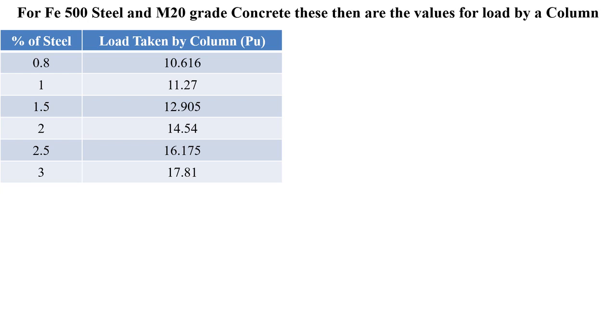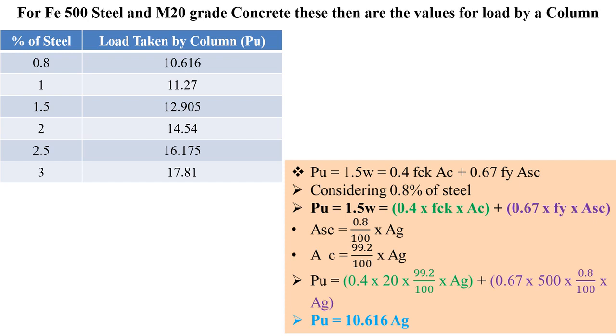So I have taken a case of FE 500 and M20 grade of concrete, right? For that, I have already calculated the value on the basis of the percentage of the steel. For example, if I'm taking 0.8% of the steel, if I'm going to use that much percentage in my column, it can bear a PU of 10.616. So now the question arises, where exactly is this value derived from? So let me give you a very simple example so that you will understand everything.